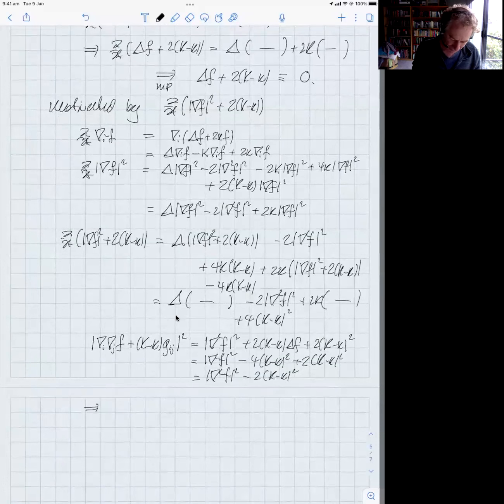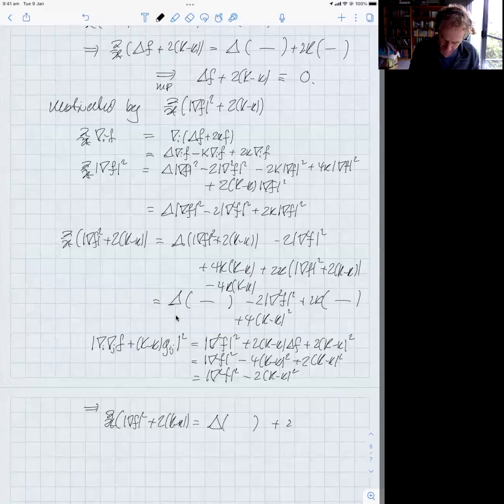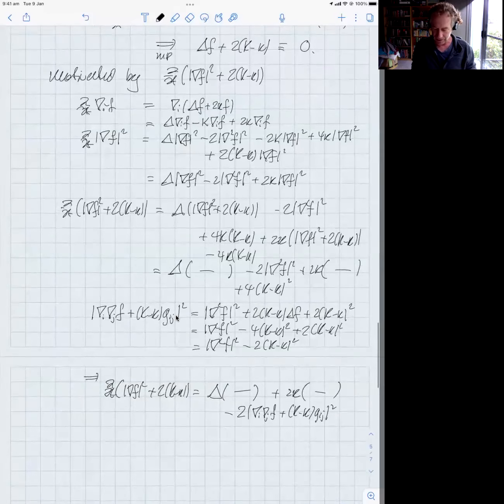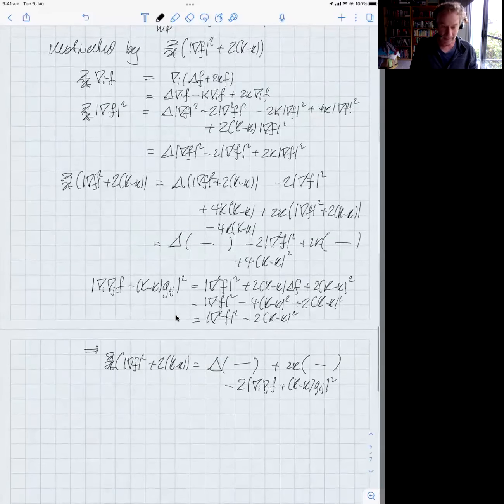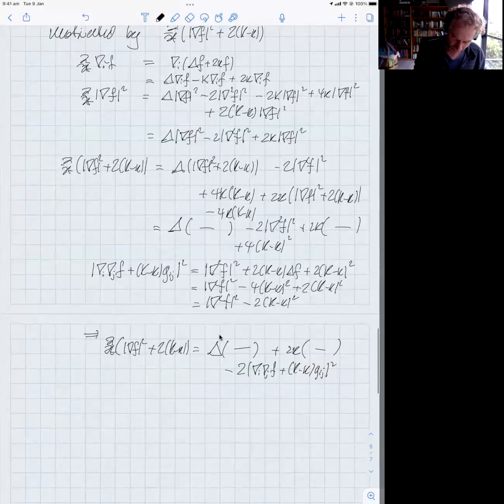So in other words, I get d/dt of gradient f squared plus 2(k minus kappa) is, okay, so I get a Laplacian, and I get the plus 2 kappa term. And then the other ones, I can make 2 times the quantity gradient i gradient j f plus (k minus kappa) g_ij, squared. Okay, now it makes sense because everything in here is things which are constant on solitons. All right, so what does that tell me?